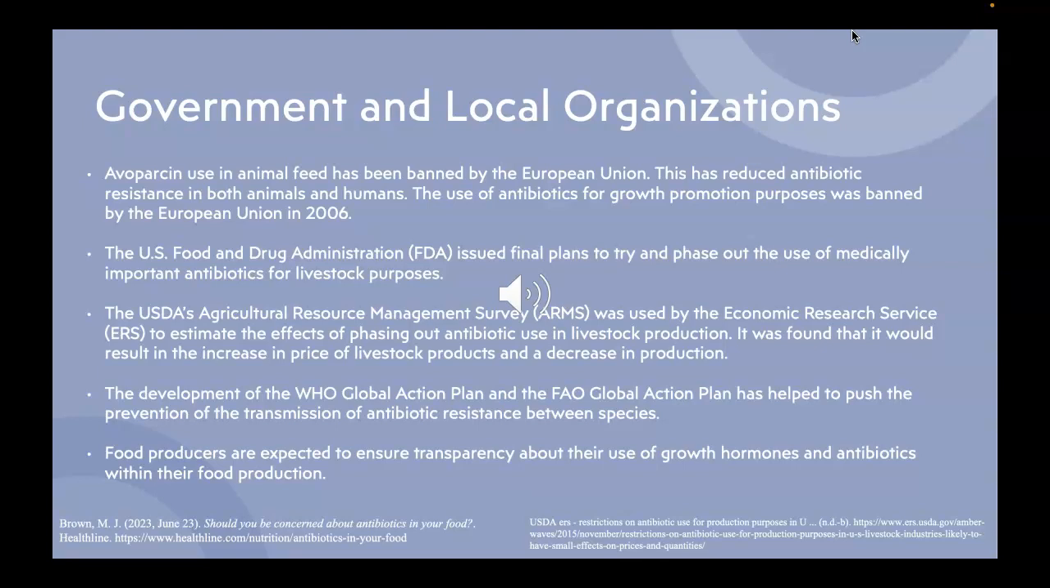The development of the WHO Action Plan and the FAO Global Action Plan has helped to push the prevention of the transmission of antibiotic resistance between species. Lastly, food producers are expected to ensure transparency about their use of growth hormones and antibiotics within their food production. And this will definitely help to calm people's nerves about what types of things are in these livestock products.